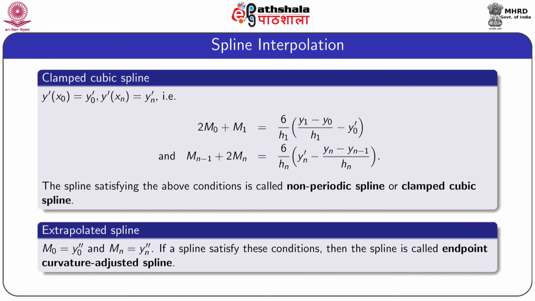We consider m_0 equal to y_0'' and m_n equal to y_n''. That means, if the second derivatives of y are given at the extreme points, that means at x equal to x_0 and x equal to x_n, then the corresponding spline is called the endpoint curvature adjusted spline.